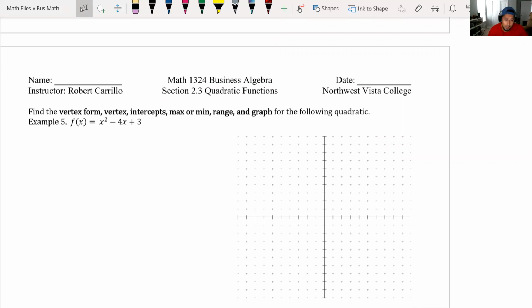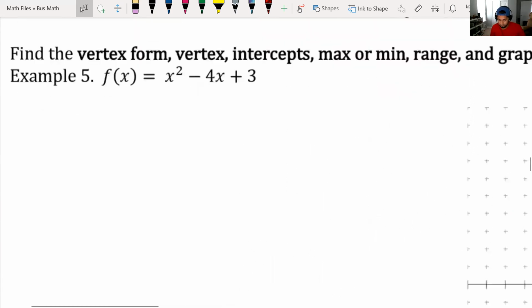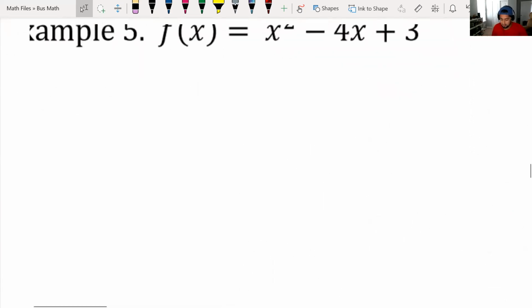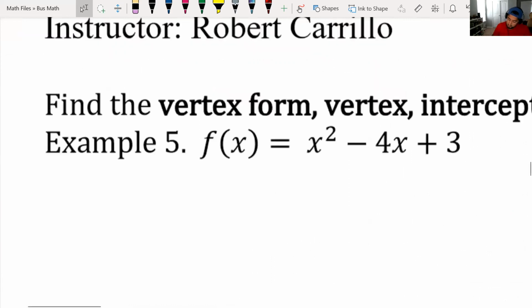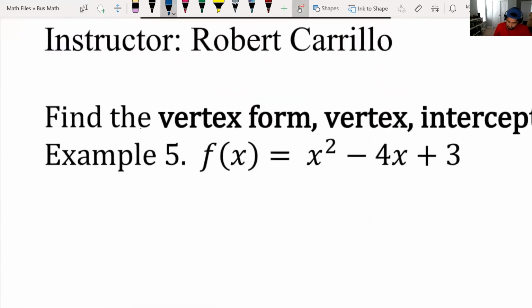Okay. So this means that to find the vertex, we must put it into vertex form. So in order to put it in vertex form, we must complete the square on a function. And it's a good thing we know how to do that already, right? All right. So that's what we're going to start. So we'll call this A. Vertex form.